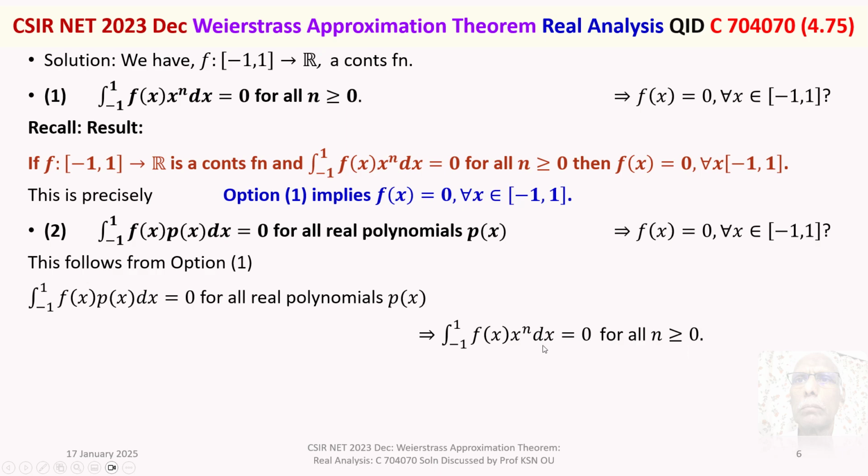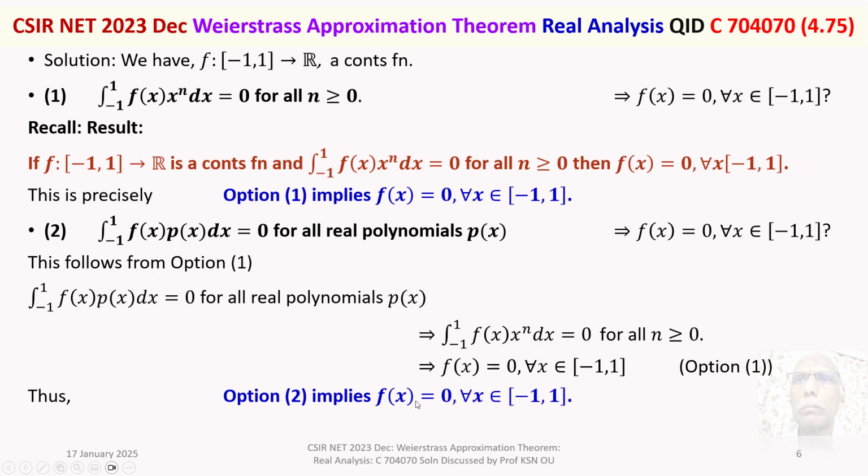Agreed. This is precisely how we have come to option 1. So, this will imply f of x is equal to 0 for all x belongs to the closed and bounded interval -1 to +1 as in option 1. Right. So, thus option 2 implies f of x is equal to 0 for all x belongs to -1 to +1. So far, both the options are true. Both the options are implying f of x is equal to 0 for all x belongs to the closed and bounded interval -1 to +1. Let's move to the next slide.